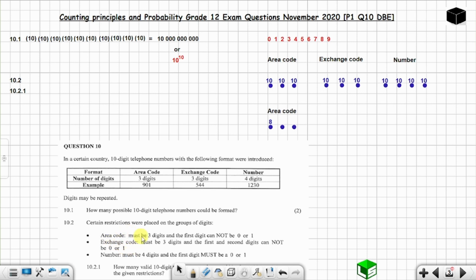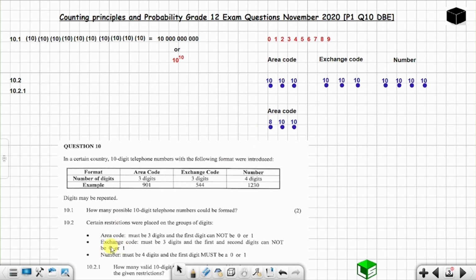The restriction is only applied to the first digit. So the second digit, you're still going to have 10 options, and the third digit, you're still going to have 10 options. You are told the first digit cannot be 0 or 1, so 2 digits are excluded. You only have from 2 up to 9, so you have 8 options for the first digit.